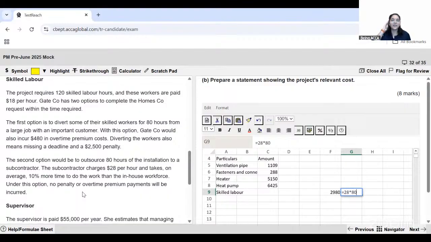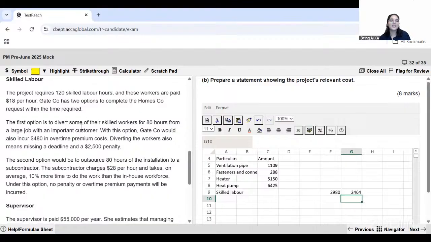But let's read further. And takes on average 10% more time to do the work than the in-house workforce. So if in-house workforce takes 1 hour, these subcontractors are going to take 1.1 hour. So 80 hours multiplied by 1.1 is the time that they will take. And for every hour, we have to pay them $28. Under this option, no penalty or no overtime premium has to be paid. So this will be our total cost.